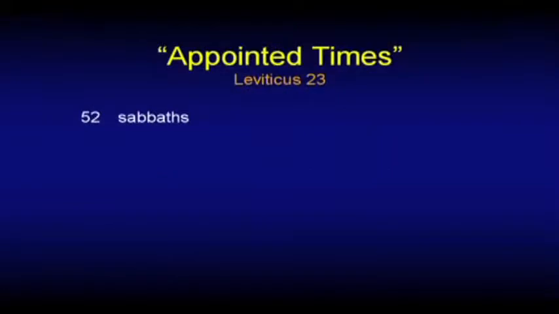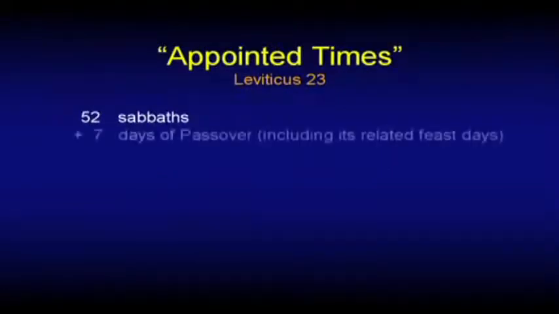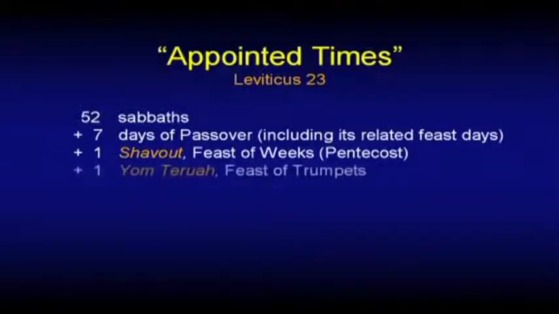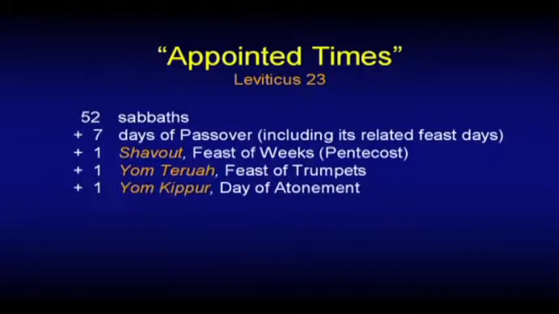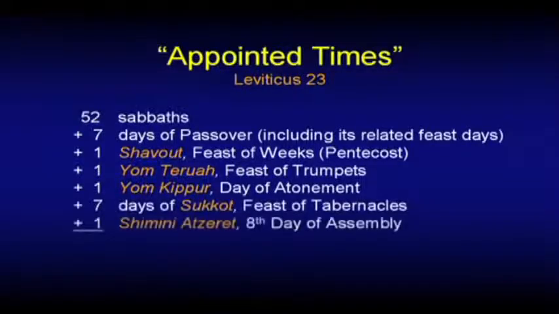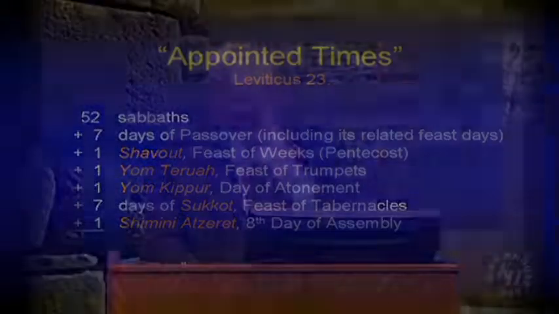What's interesting, if you are Jewish, you know that there are 52 Sabbaths. Every Saturday is a Sabbath. Plus, in addition to the regular Sabbaths, there are a handful of other Sabbaths. 7 days of Passover. There's Shavuot, the Feast of Weeks. Yom Teruah, the Feast of Trumpets. Yom Kippur, the Day of Atonement. Sukkot, the Feast of Tabernacles, and that's a 7-day thing. And Shemini Atzeret, the 8th day of Assembly. To every Jew, he knows that there are how many appointed times? 70.